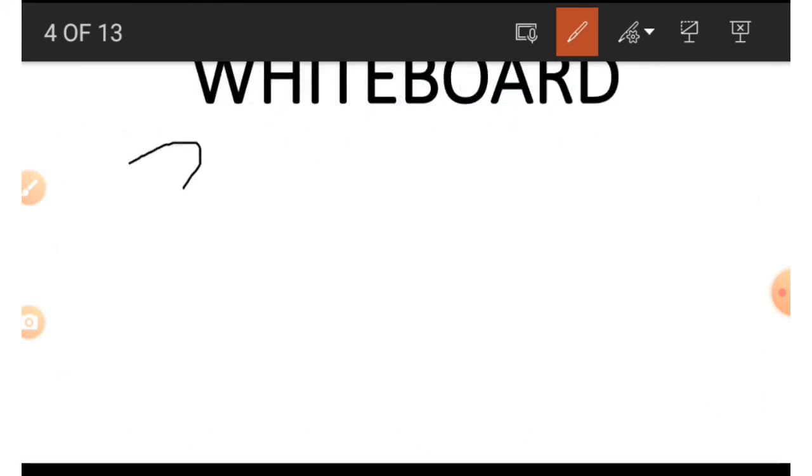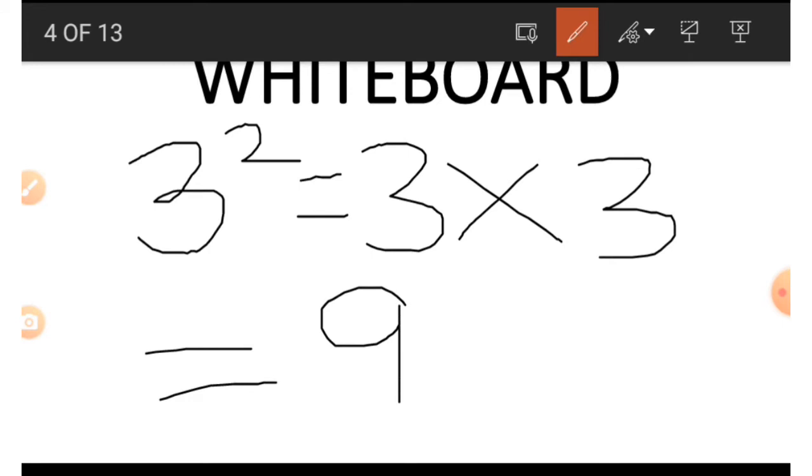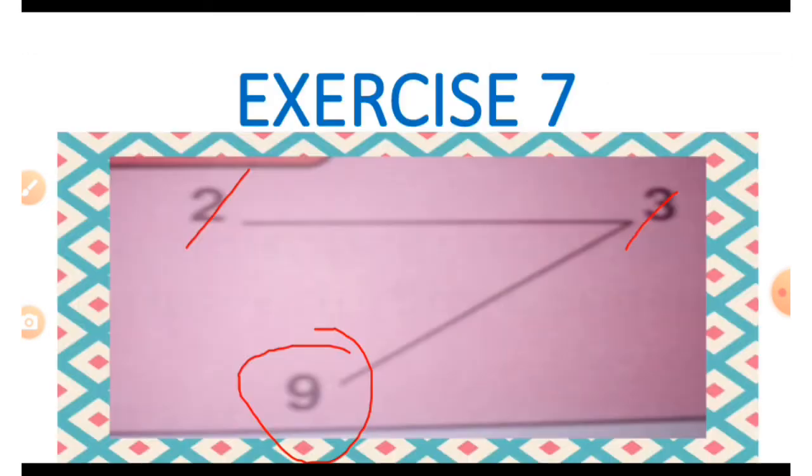Now the square of 3. So the 3 is raised to the power of 2. It means multiplying 3 in 2 places. When we do that, what do we get? We get a 9. So that means 3 squared is 9. So this is how we get the 9. Now let's go back.